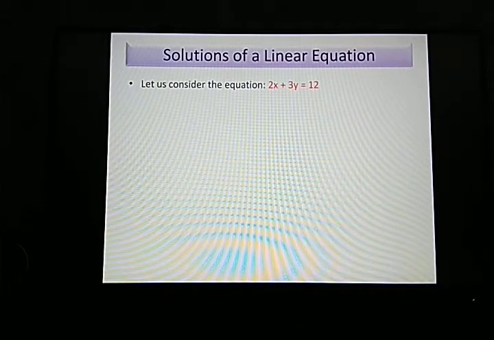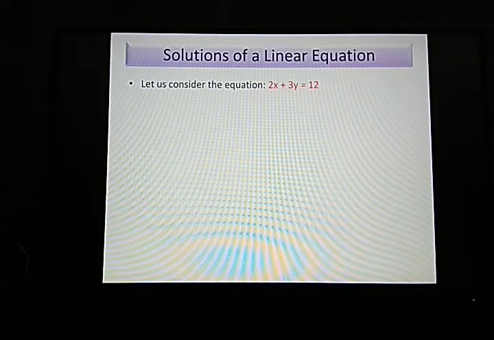First of all, let us consider the equation 2x plus 3y equals 12. As you can see, in this equation there are two unknown quantities, x and y. These are the two variables. The values of these unknown quantities need to be found, and those values are the solution of that linear equation in two variables. So let us see how to find the unknown values.